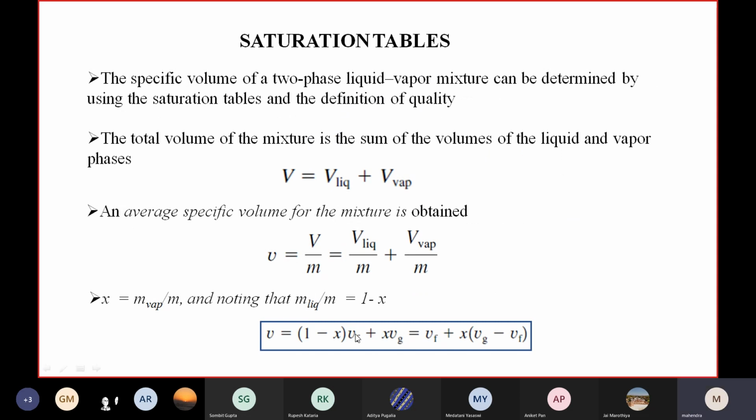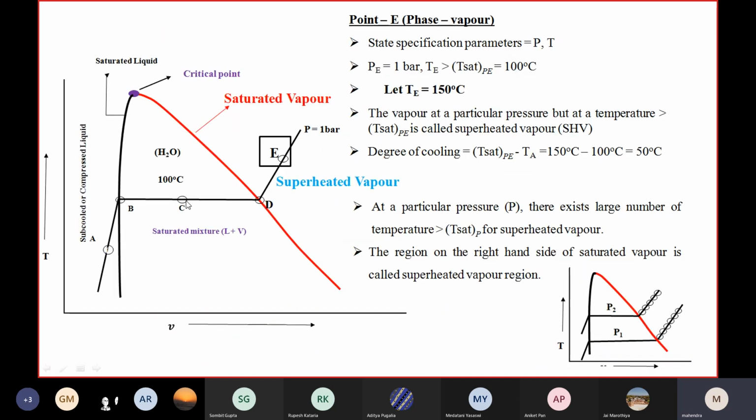Once you know the dryness fraction, suppose your point is somewhere in the latent heat zone, like this here. First you will be calculating x, the dryness fraction. Once you calculate X, then for the mixture you will be calculating the specific volume.